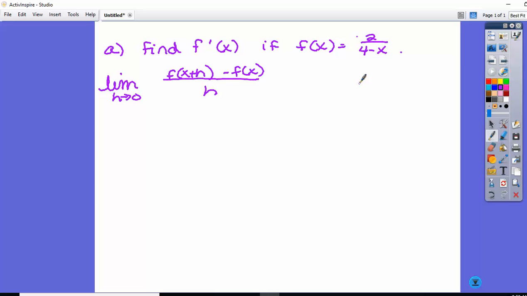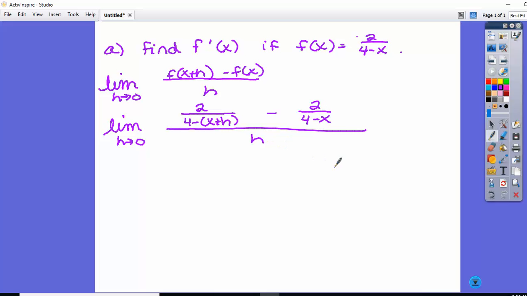The only difference we did between section 7 and 8 is in section 7 they left that as an a because we were just plugging a number in every time. In general, at this point I'll probably just leave them at x's and plug in if I need to. So this would be the limit as h approaches 0. F of x plus h, if I plug an x plus h in up here, I have 2 over 4 minus x plus h, minus f of x, all over h.